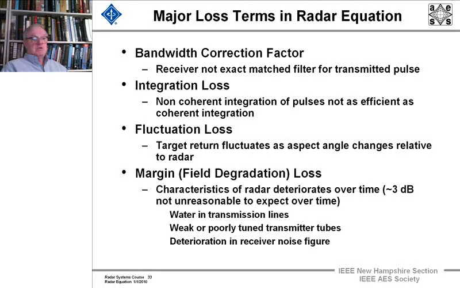And those transmitter tubes can wear out, and so their peak power might only be down 5%. But it's a little bit, and you've got to worry about it. And deterioration in the receiver noise figure. So these are all the different kinds of losses that can occur in a radar, and you have to take them into account very, very carefully if you're building a radar. If you're doing it, as I say, back of the envelope, you get within the ballpark.